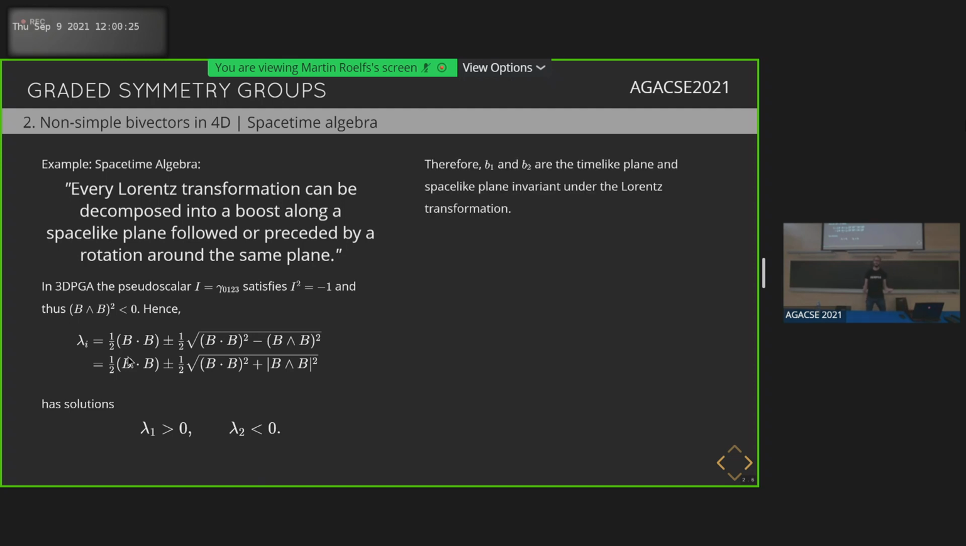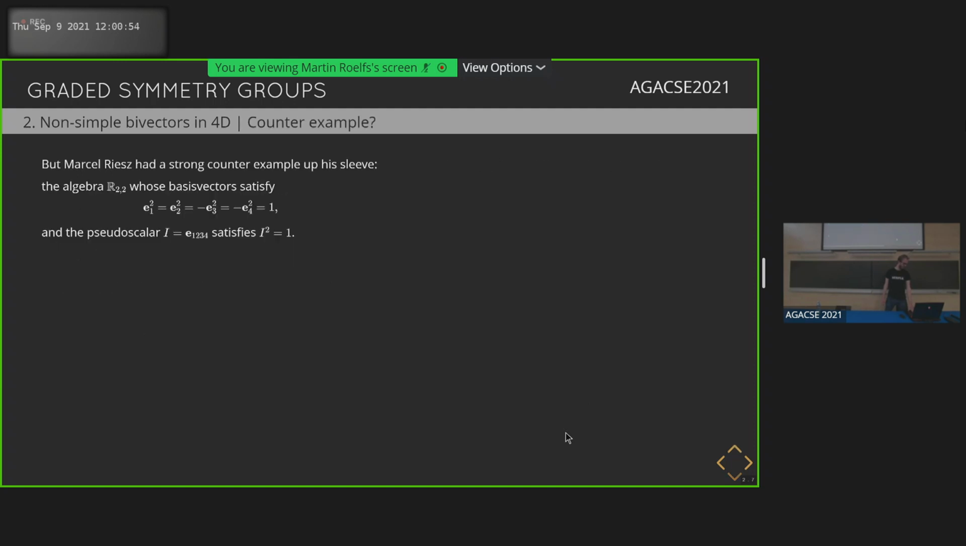And therefore, you find that these B1 and B2 are a time-like plane and a space-like plane, which will be invariant under the entire family of Lorentz transformations that this generates. And so again, you get the most general transformation being e to the theta B2, which is a rotation, and then e to the omega B1, which generates a boost along it. And these commute, just to stress that again.